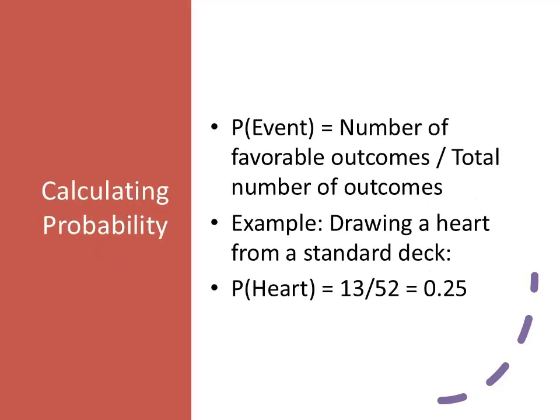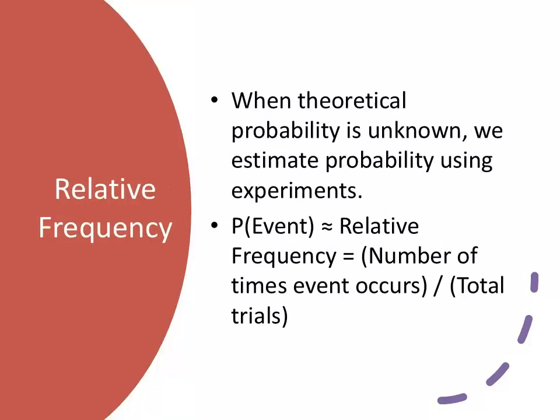This brings us to the basic formula for calculating probability. The probability of an event, written as P(event), is the number of favorable outcomes divided by the total number of possible outcomes. For instance, if we're drawing a single card from a standard 52-card deck, what is the probability of drawing a heart? There are 13 hearts in the deck, so the probability is 13 divided by 52, which equals 0.25.